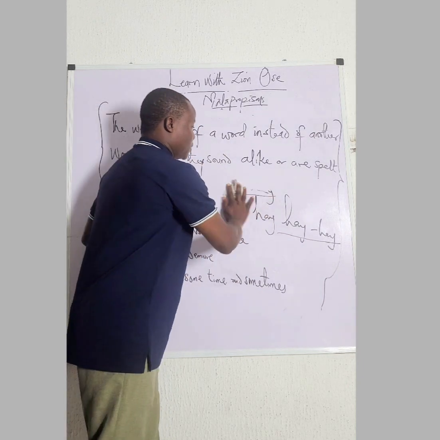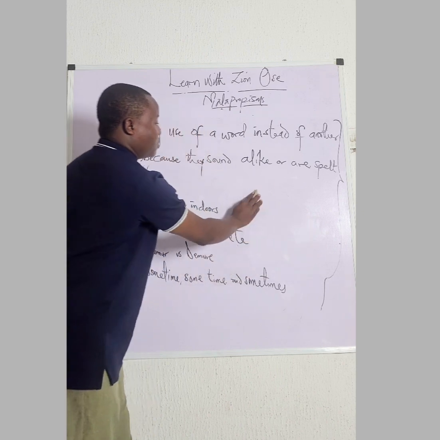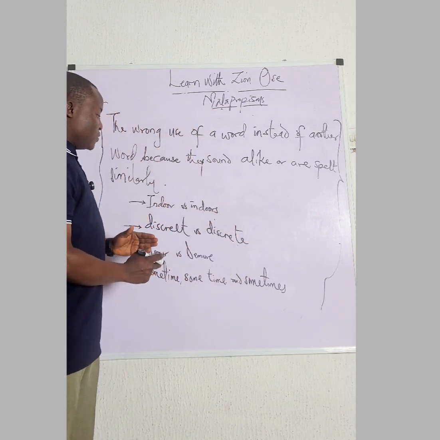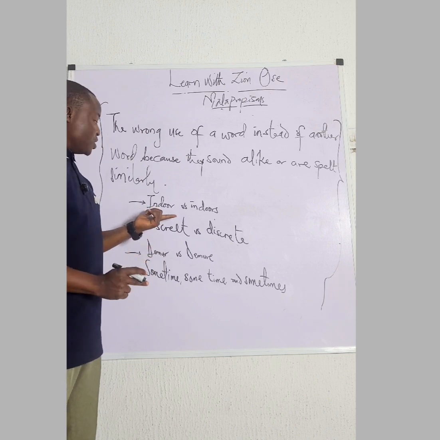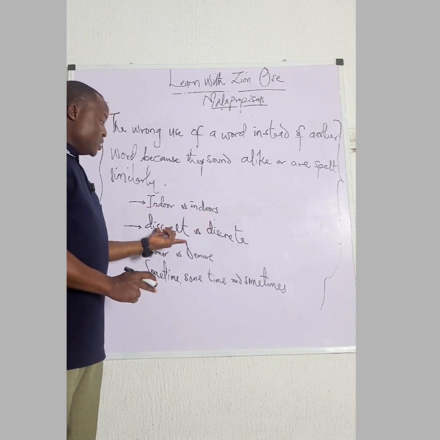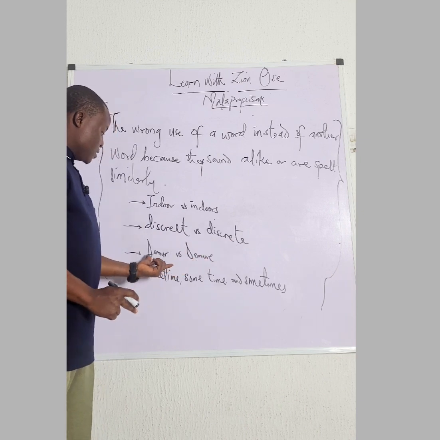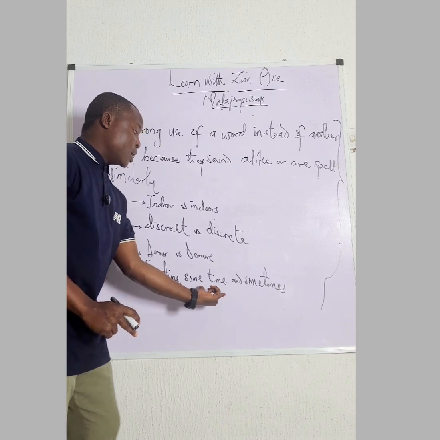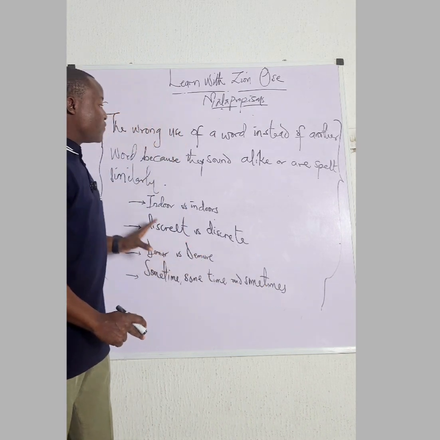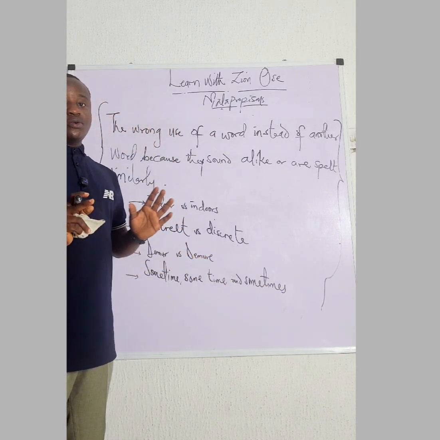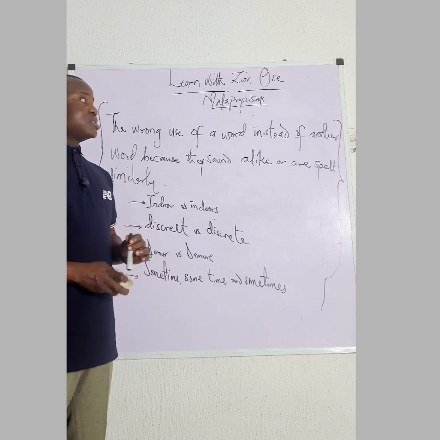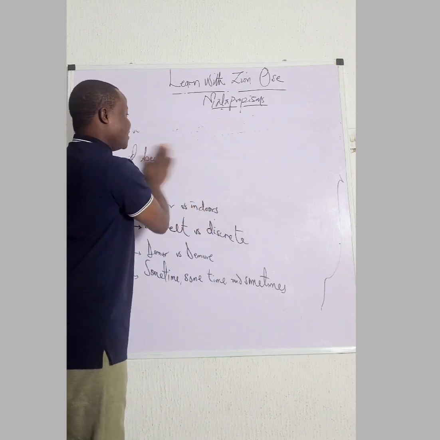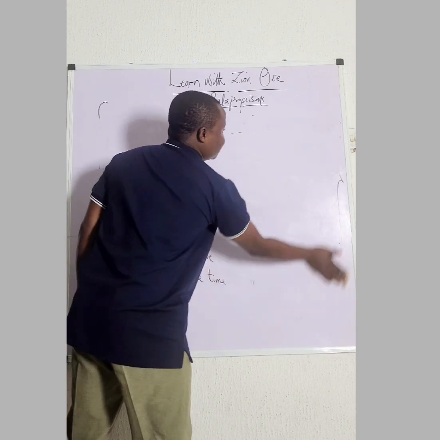But for the sake of our examination, we're going to be looking at more complex examples of this topic. For this video, we'll be looking at four sets, which are indoor versus indoors, discrete and discreet, demure and demur, and sometime and sometimes. So these four sets of words will be considered in the course of this video. Without wasting further time, let's dive in and learn together.